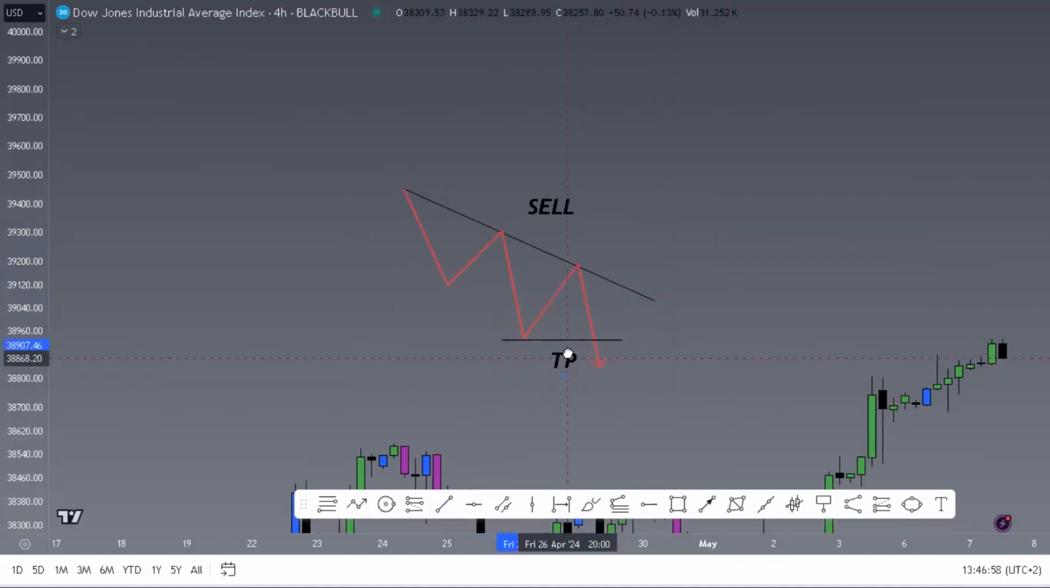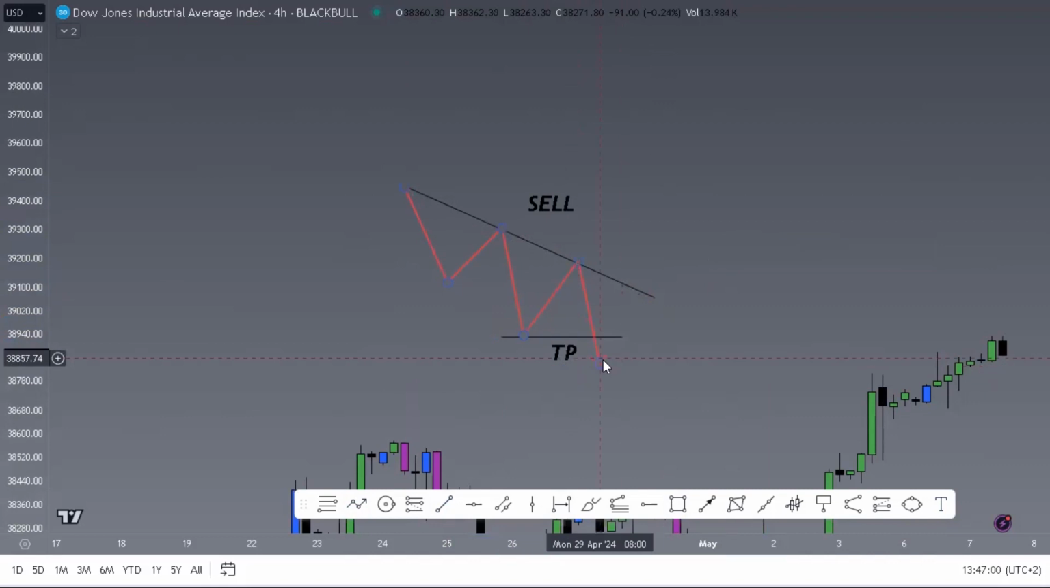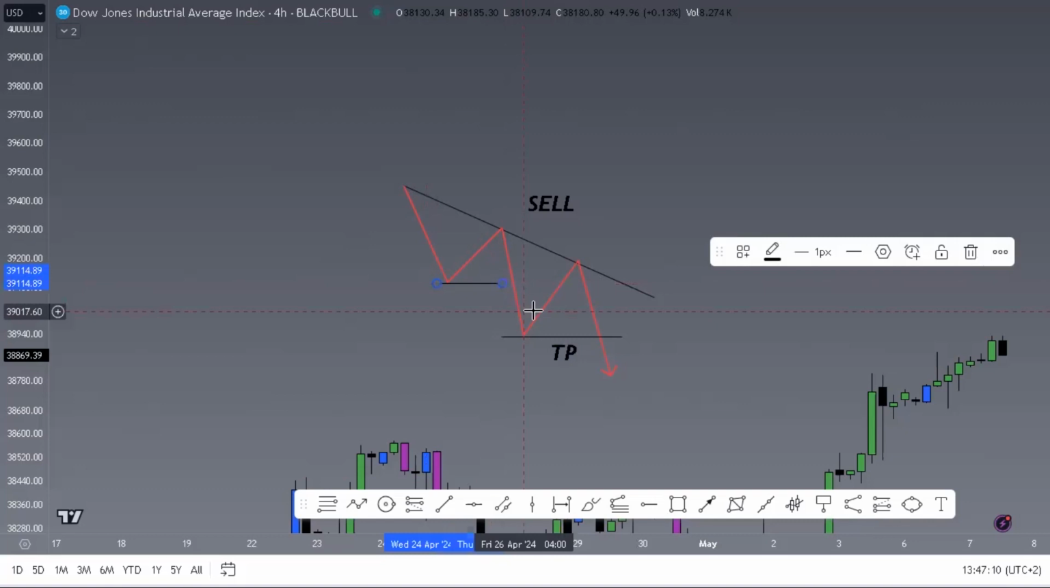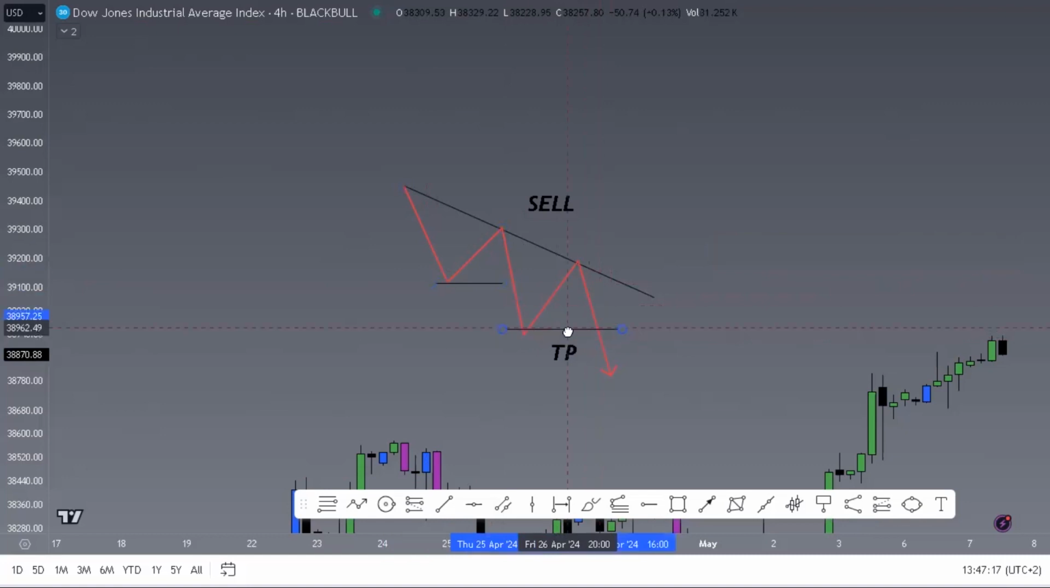The reason why we want that low to be the TP here is because we are in a process of taking lows out. The first low that was taken out was broken, and then that was a pullback, and then we want to continue breaking another low. Therefore, we can put our TP there.